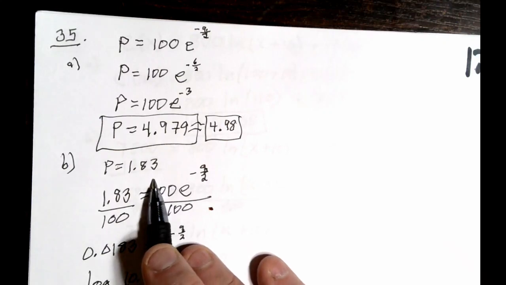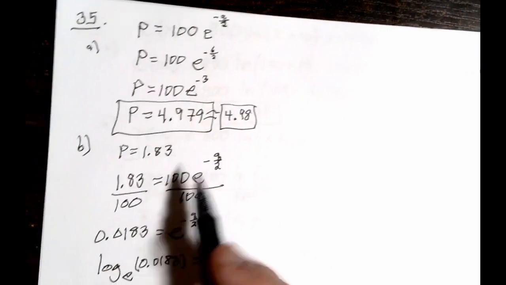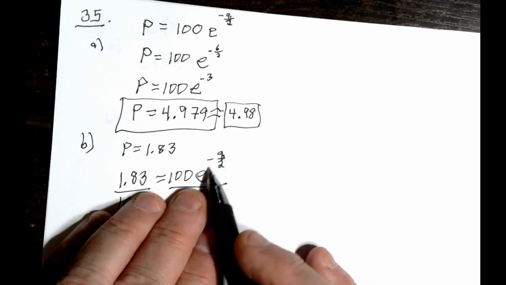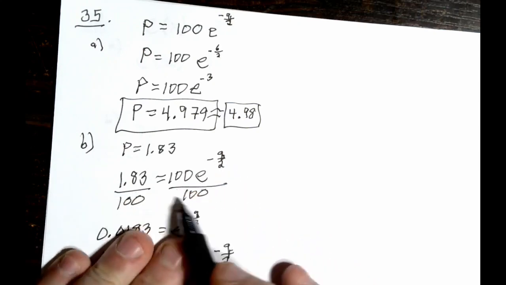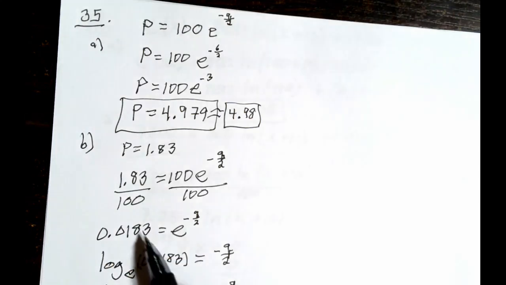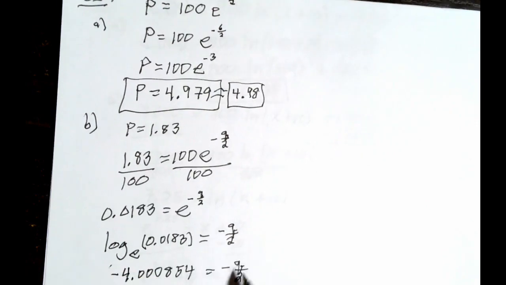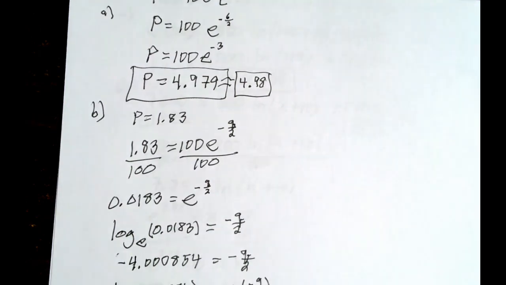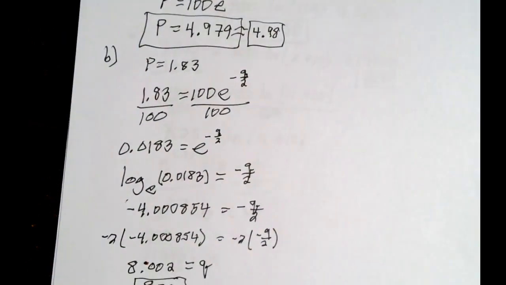Now B, they say, if the price is $1.83, how many units will be demanded? So they're asking for Q. So you put 1.83 equals 100e to the -q over 2. You want to get this e to this power all by itself, divide by 100. Now you're ready to use the definition of logs. Log base e of that number equals this guy. If you multiply both sides by -2, you get your answer, which is 8.002.